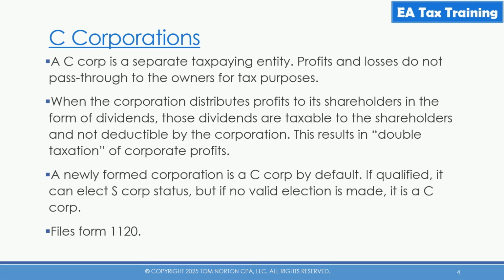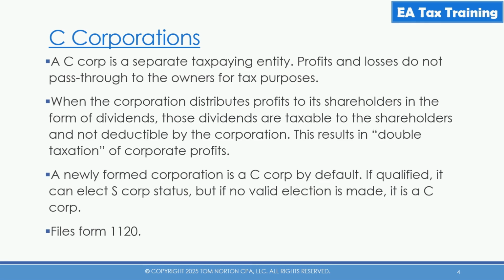And then when the corporation distributes those profits to its shareholders in the form of dividends, those dividends are also taxable to the shareholders, and they are not deductible by the corporation. So this results in that double taxation of corporate profits. The profits are taxed first at the corporate level. Then when they are distributed out, they are taxed again at the shareholder level. So the same profits are taxed twice.